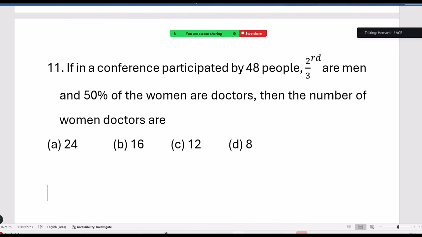Now this question, percentages I can say. 48 people are there. Among them, 2/3 are men. 50% of the women are doctors. The number of women doctors are?